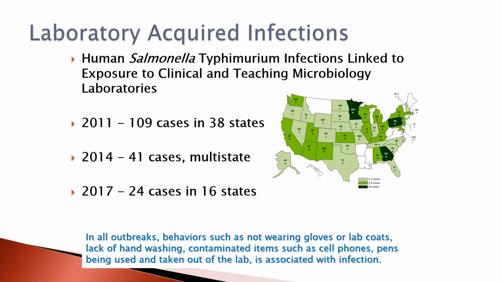All right, just some quick data about infections that happened in clinical and teaching microbiology labs in the past, the human Salmonella typhimurium infections in particular. In 2011, there were 109 cases in 38 states. In 2014, there were 41 cases, multi-state. And in 2017, there were 24 cases in 16 states.